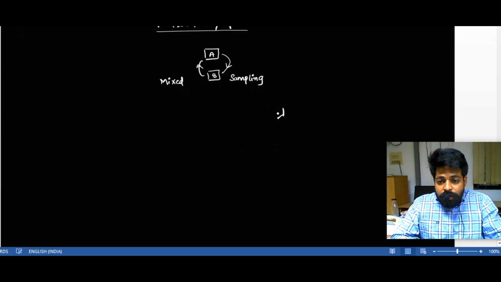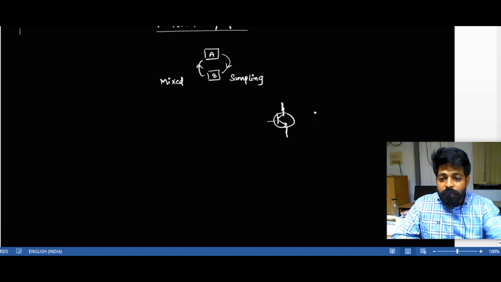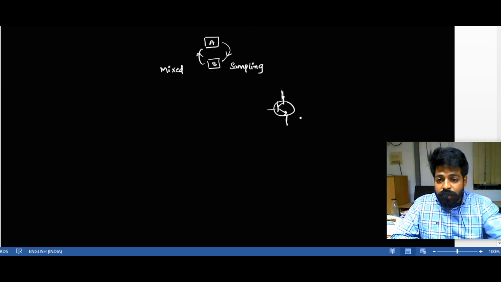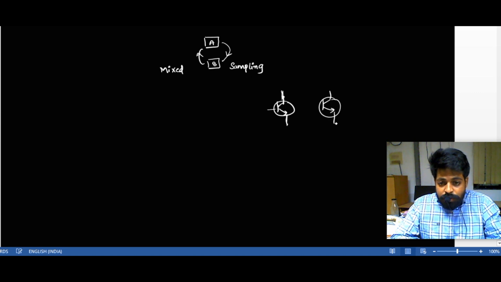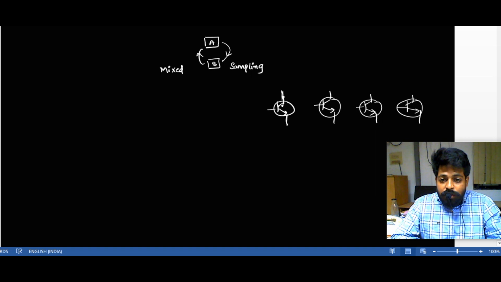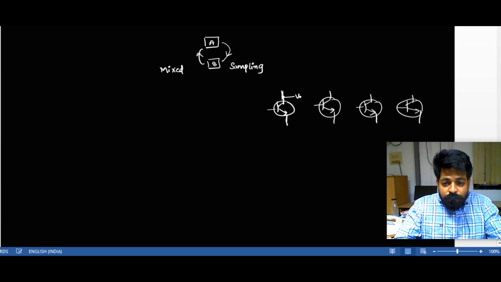Once my transistor is given like this, this is my transistor, and I will have four possible ways of identifying the sampling type. So let me draw the transistor circuit four times. This is another transistor, another transistor, and another transistor. The possibilities for the multiple transistors are taking the output from this one, this one, this one, and this one.